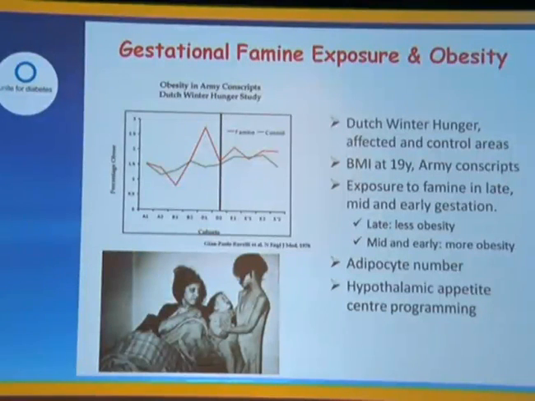If you were in the womb in the first 2 trimesters, you were more likely to be obese at 19 years as army conscripts. And they had talked about programming in various phases, including programming of the fat cell number or the hypothalamus, which led to this, indicating that undernutrition in early life predisposed you to either less or more obesity depending on the window of exposure.